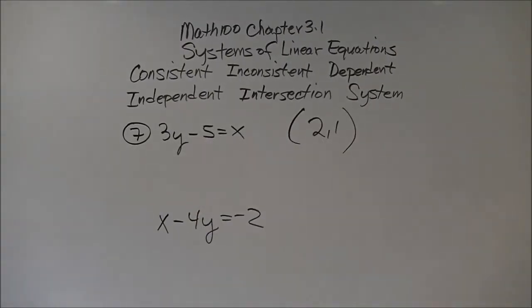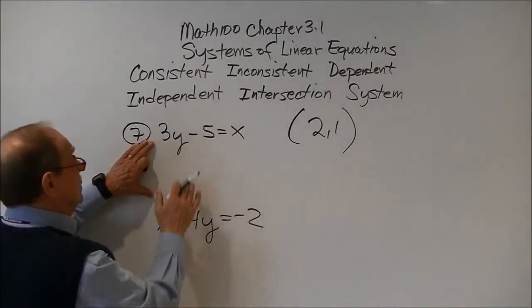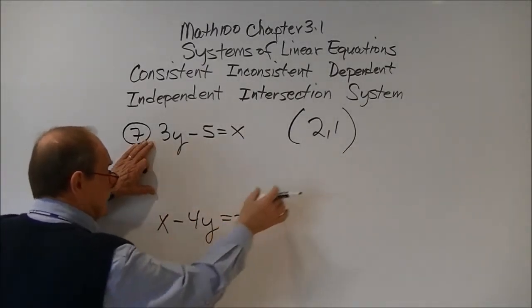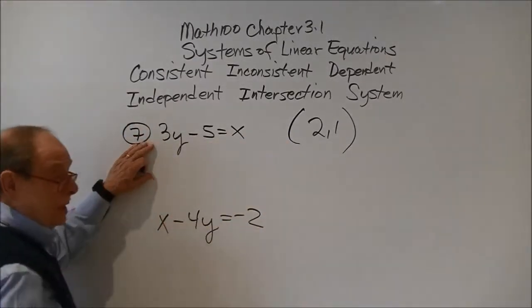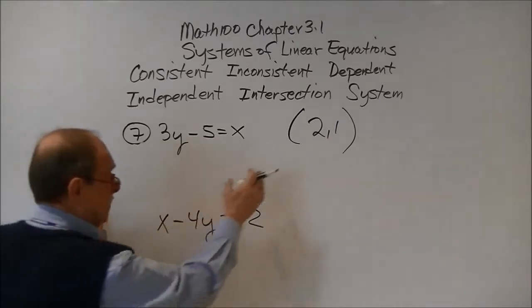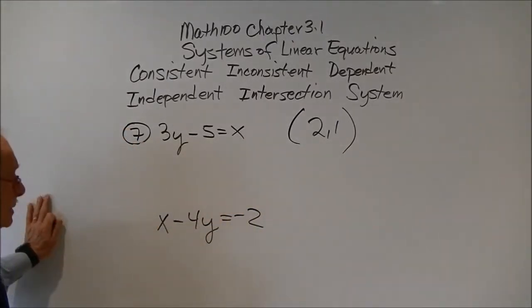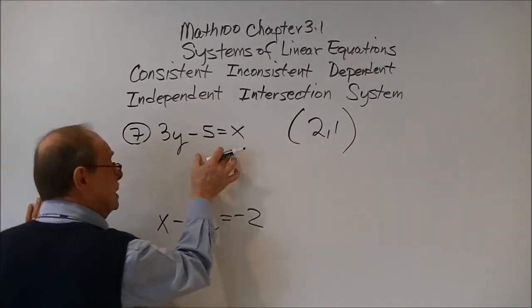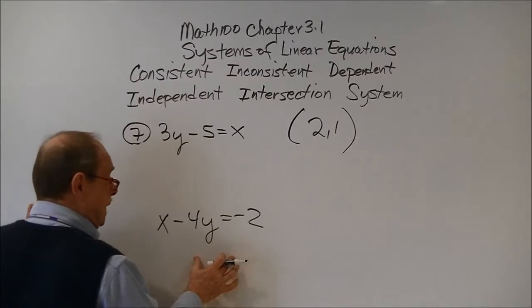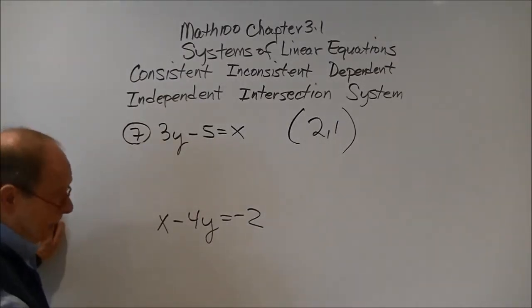Now for number 7, they're asking us, here's a system of equations. Is this ordered pair a solution for both of them? That is, are they going to intersect at this particular point? And then to check this, what we do is we substitute this into the equation, see if that's true, see if that's true. If it is, the answer is yes. If it's not, the answer is no.